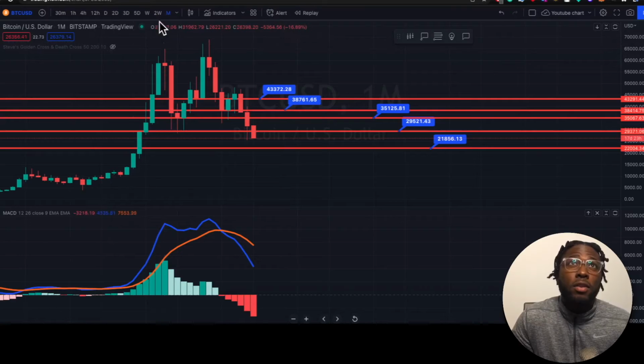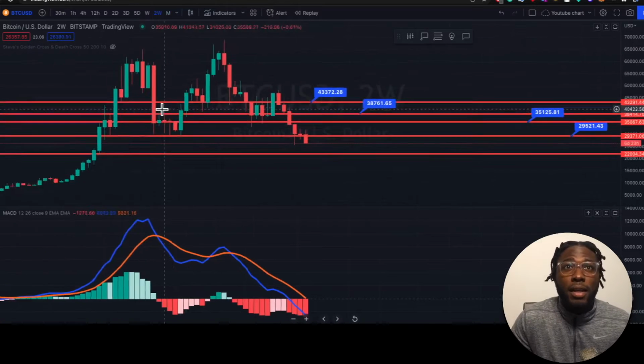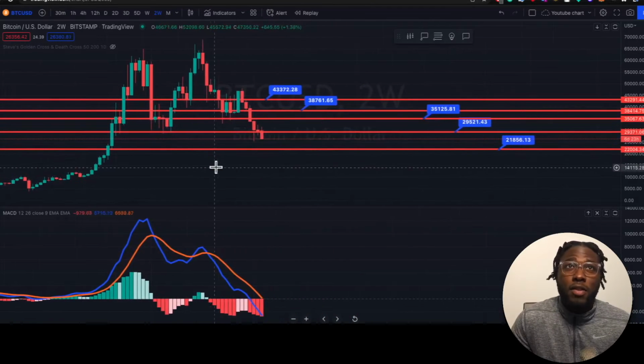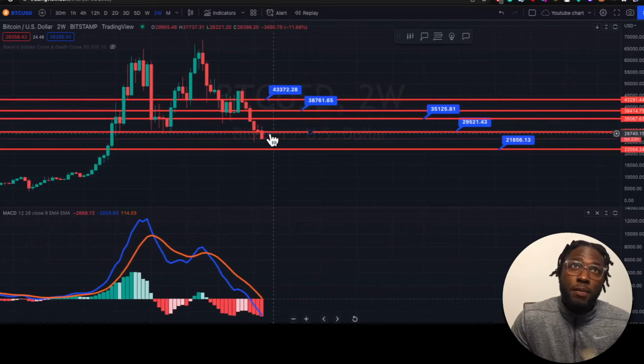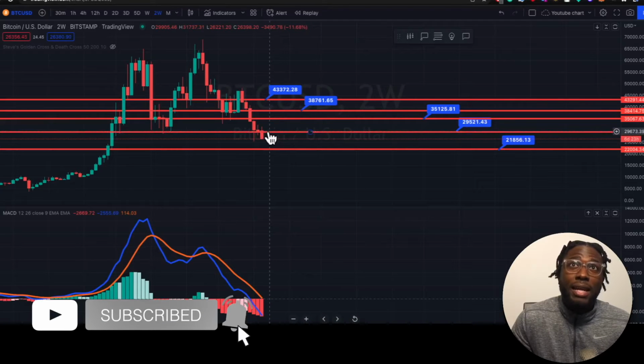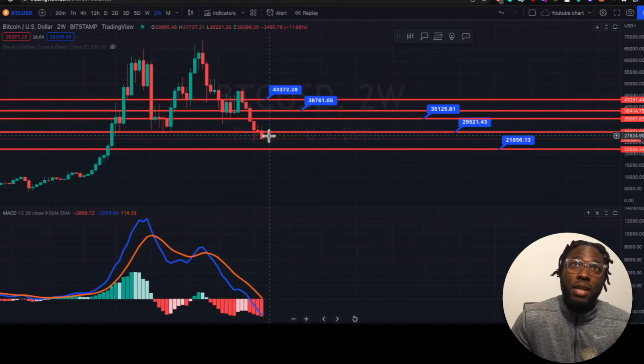Now let's go to the 2-week chart. Nothing has changed. We can still see that from our support and resistance lines, it is being respected here. That 29K is now resistance, but we don't have confirmation yet until the new candle is printed.